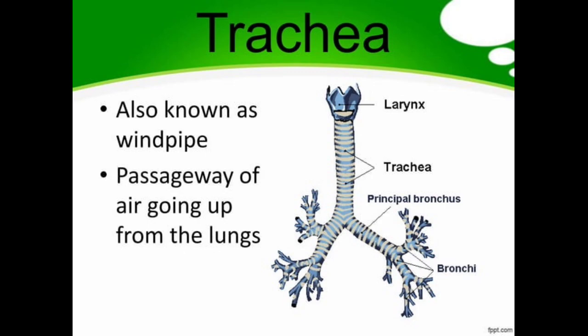The trachea begins at the lower end of the larynx, just below the cricoid cartilage, and runs down the neck and chest, in front of the esophagus. It ends at the carina, where it divides into two bronchi, one for each lung.